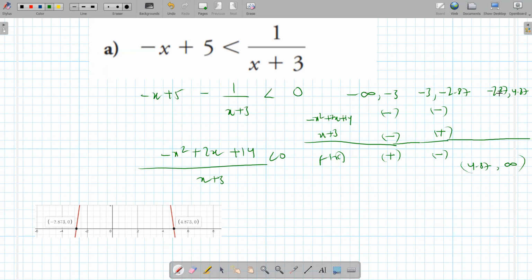Here, I'm just going to plug in the value of 0. That means the y-intercept is 14. This one's going to be positive. 0 plus 3 is positive, so the entire thing is positive.